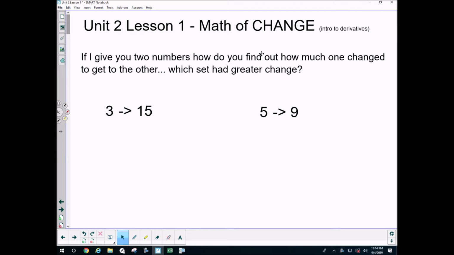Okay. The first day of calculus instruction, I asked you, what is calculus? And you wrote down, it's the math of change. Now, the first unit, we kind of introduced the building blocks that are going to help us figure out how things are changing.